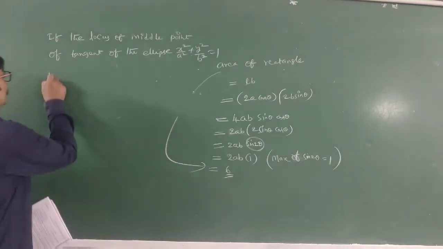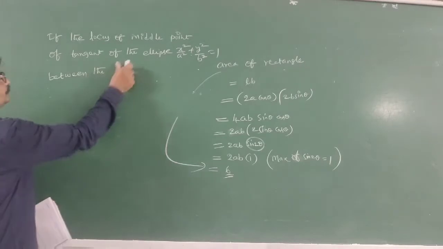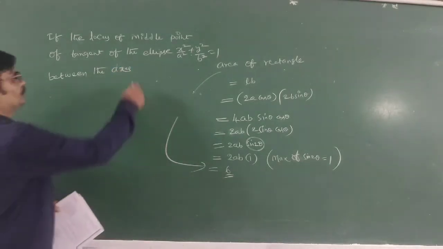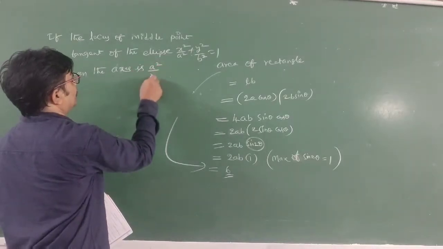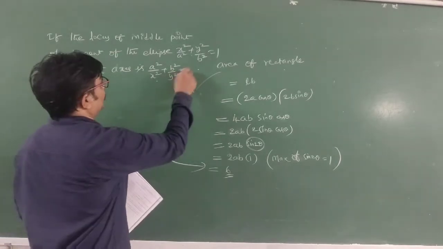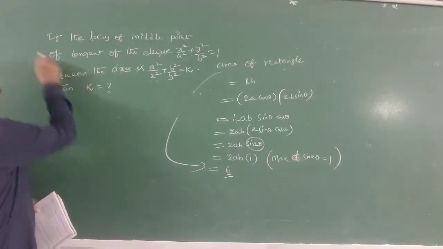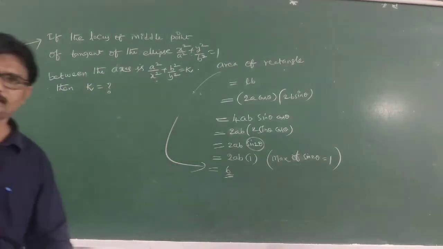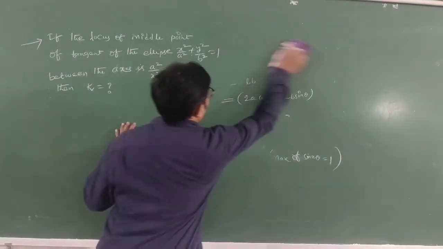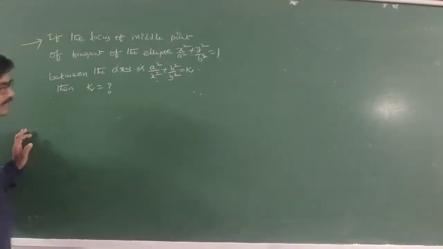So dear students, included between the axes is a square by x square plus b square by y square equal to k. Then what is the value of k? So dear students, now we have to find the value of k. How to find this?